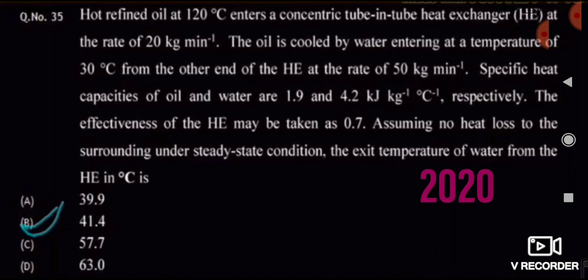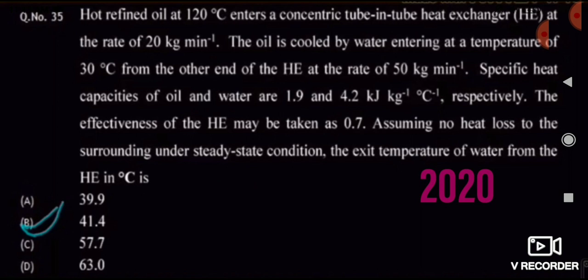And friends, the specific heats of both oil and water are given, that is 1.9 and 4.2, and the effectiveness of the heat exchanger is also given. So it is asking about the exit temperature of water from the heat exchanger in degrees Celsius.